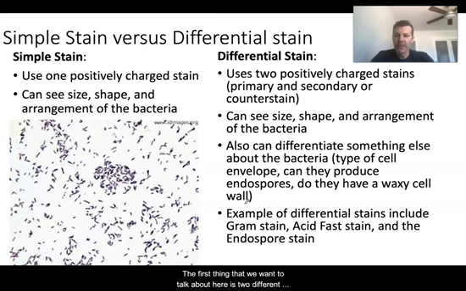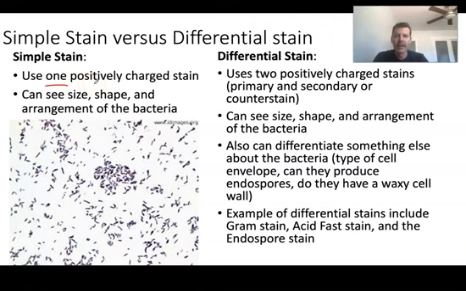The first thing that we want to talk about here is two different types of staining procedures. So in microbiology, we can talk about most stains and say, oh, that's a simple stain, or we can say, oh, that's a differential stain. We want to understand what those two different possibilities are and why we'd want to choose one over the other. A simple stain, as it implies, is the simplest sort of staining procedure.